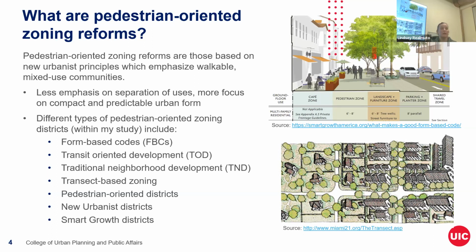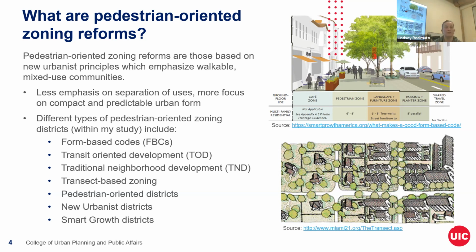Traditional zoning has really focused more on the separation of uses, whereas these pedestrian-oriented zoning reforms are really focused more on compact urban form and more predictability. So on the right-hand side, this is a very common feature of what's called a form-based code, which is essentially there's still regulation about different land uses that can be there, but the bulk of the code is actually much more focused on these different urban features. So saying that when you're doing new development, you have to have this 6 to 8 foot pedestrian zone. And this is what your building frontage has to look like. So there's a lot more emphasis on building form versus land use.